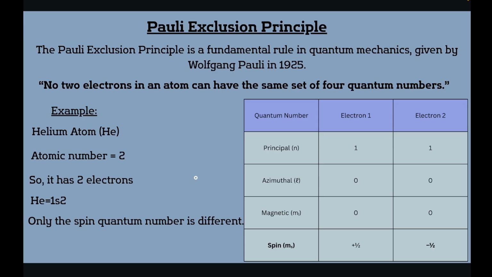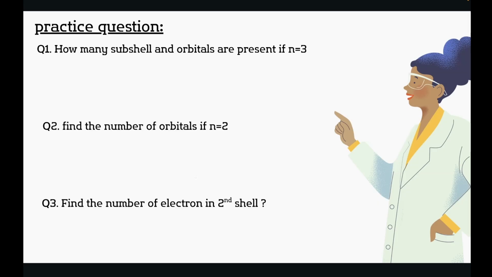Now we have understood the concept, so let's try a few practice questions to make the concept stronger. So here's the first question. How many subshells and orbitals are present if n is equal to 3? So as we know, number of subshells is equal to the number of shells.